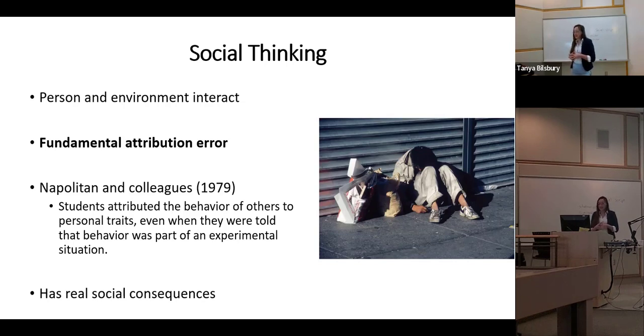And there was one study by Napolitan and colleagues where the experimenters actually told the students that this is a setup and the person is being told to act a certain way. They're following a script. People still attributed the behavior of those people to their personal traits. It's such a strong instinct. So when you're thinking about what your friend did, you're probably underestimating the role of the environment or the situation on your friend and whatever they did.